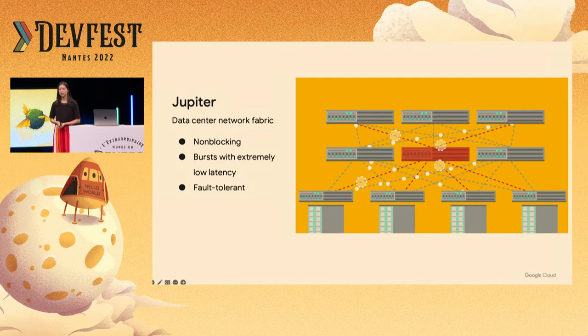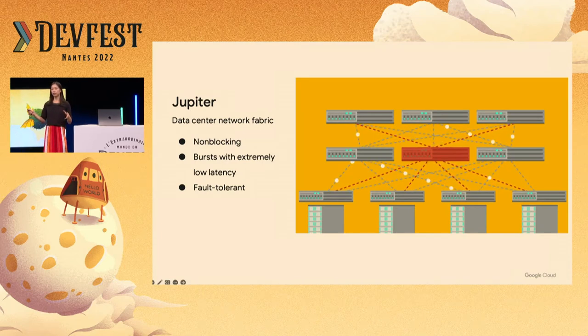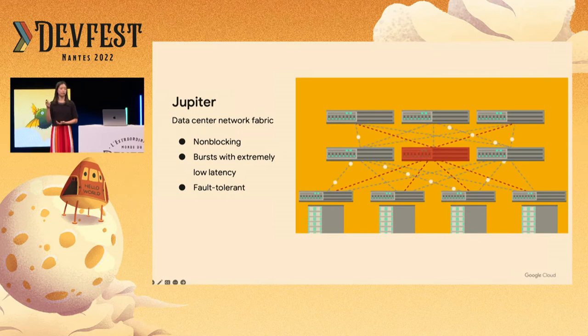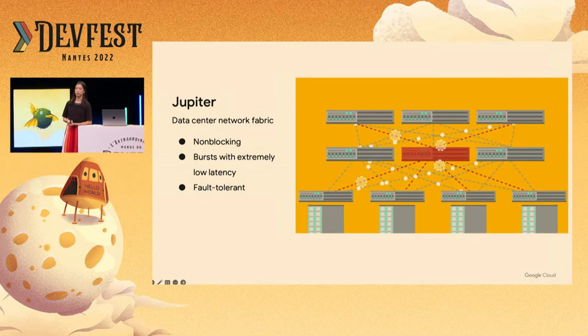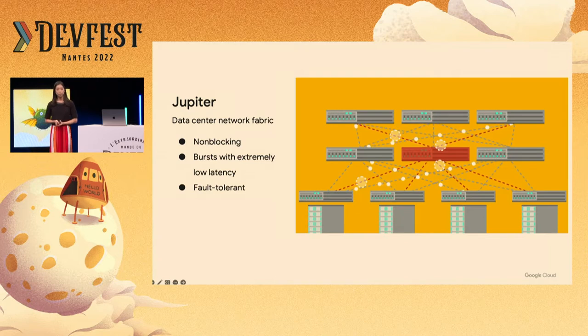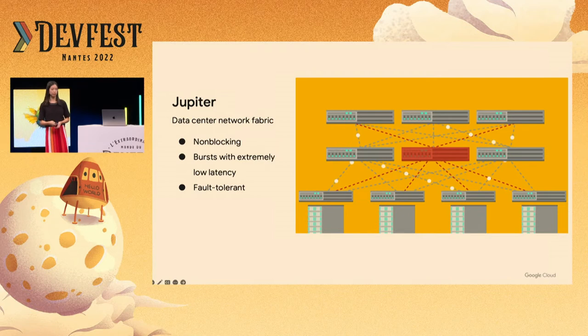And the reason why it has such high bandwidth is because it's non-blocking. So that means that it can burst with extremely low latency. It is what supports our fault tolerance. It is what enables traffic to be routed to any free output port without interfering with other traffic. And so that's what enables these capabilities.